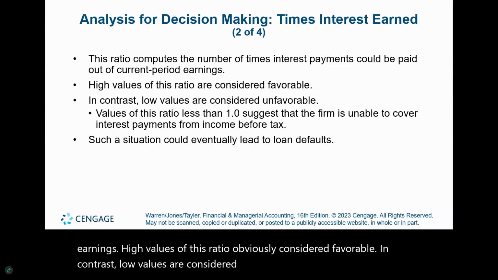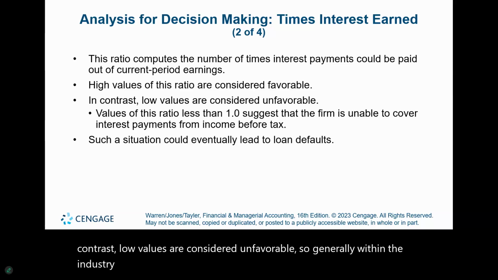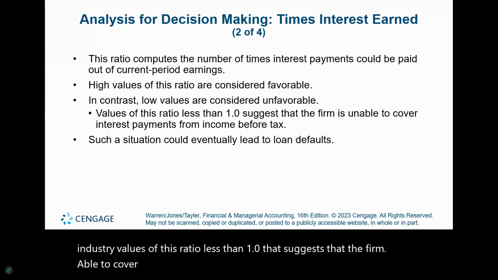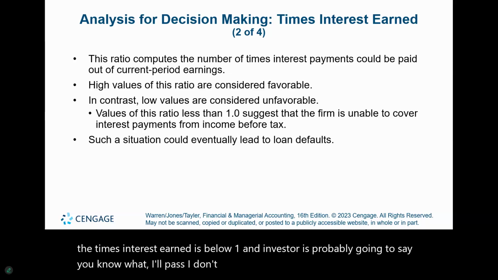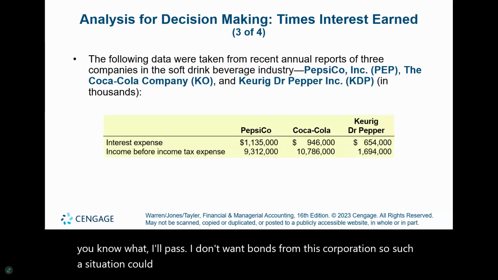Generally within the industry, values of this ratio less than 1.0 suggest that the firm is unable to cover interest payments from income before tax. So obviously, if the times interest earned is below 1, an investor is probably going to say, I'll pass. I don't want bonds from this corporation. Such a situation could eventually lead to loan defaults.